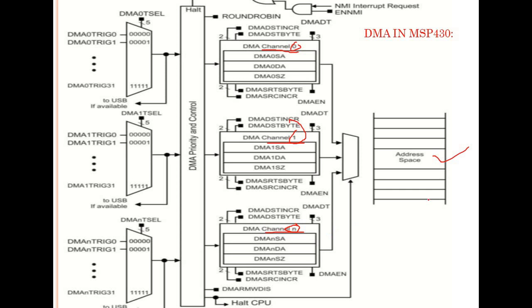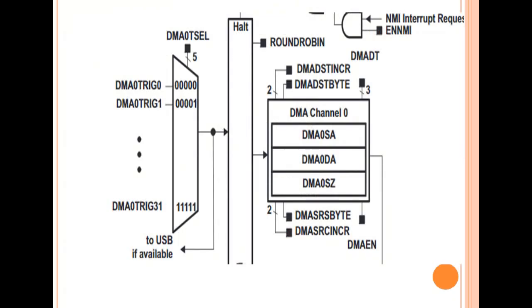I will explain the registers present in the channel by taking a single channel as reference. I am taking a single channel, all the channels are the same. This is DMA channel 0. In this, DMA 0 SA, here 0 indicates the channel number. DMA SA means source address. This is the DMA source address register.